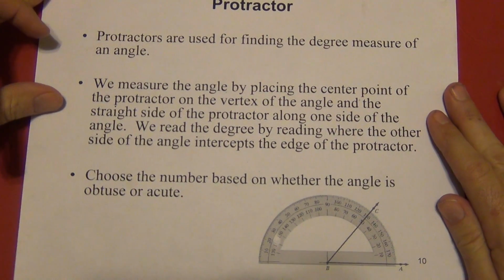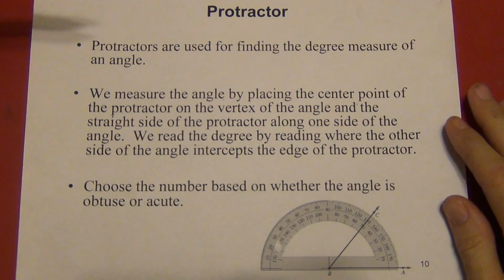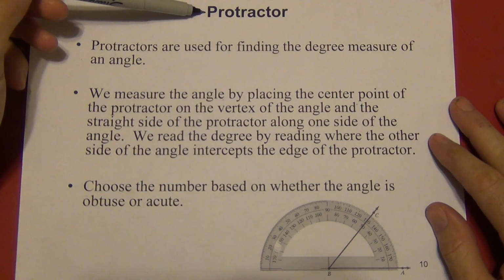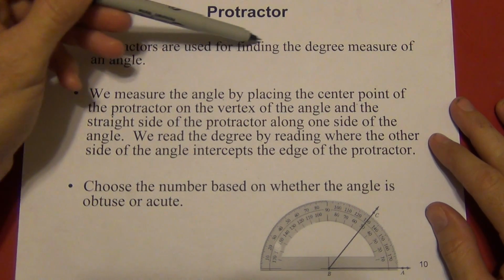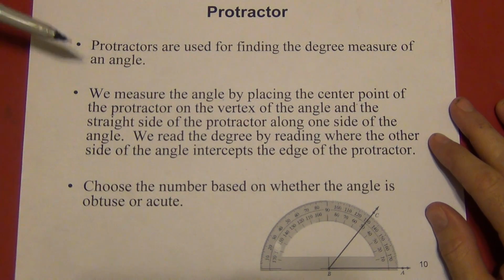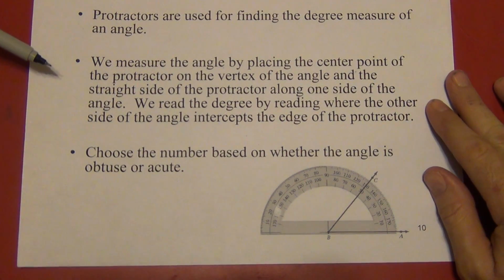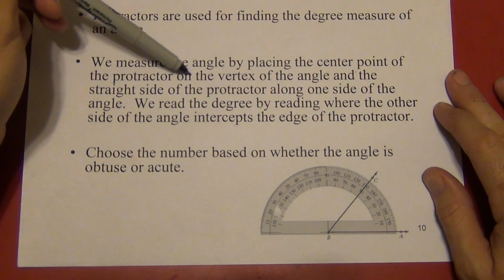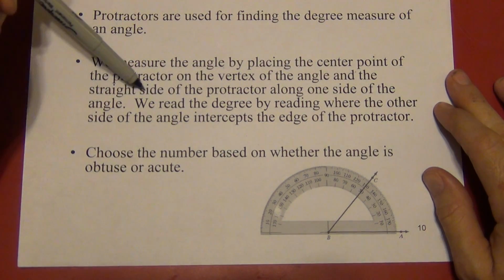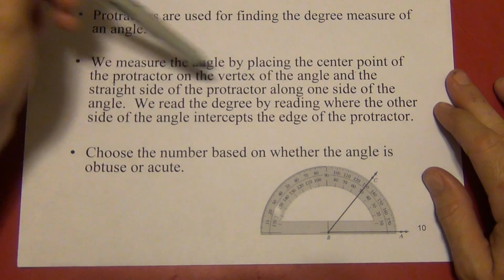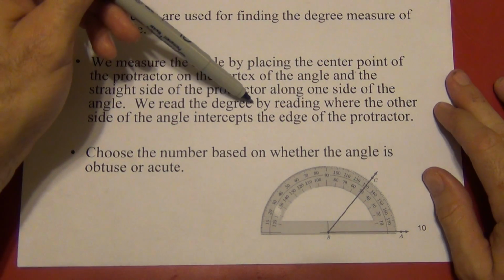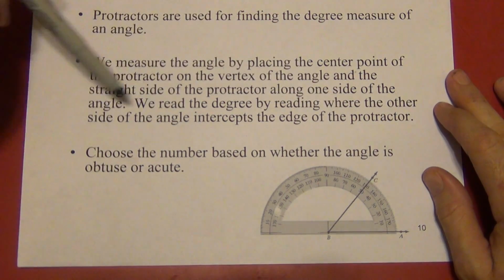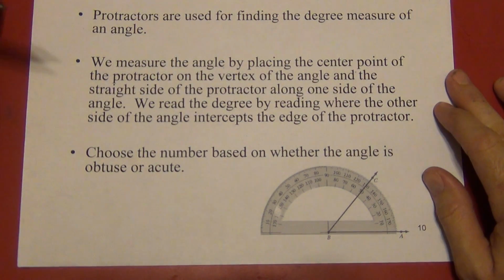Now, I know some of you are education majors, and you're going to have to teach this, and you're going to be using hands-on manipulatives. And the way that we measure things in the real world and in our geometry classes is with a protractor. Right? And so protractors are used for finding the degree measure of an angle. They're pre-measured, so that gives us some confidence there. We measure the angle by placing the center point of the protractor on the vertex of the angle and the straight side of the protractor along one side of the angle. We read the degree by reading where the other side of the angle intercepts the edge of the protractor.